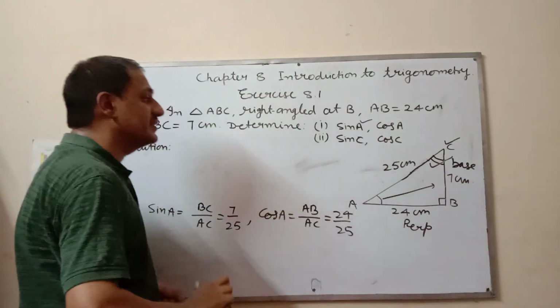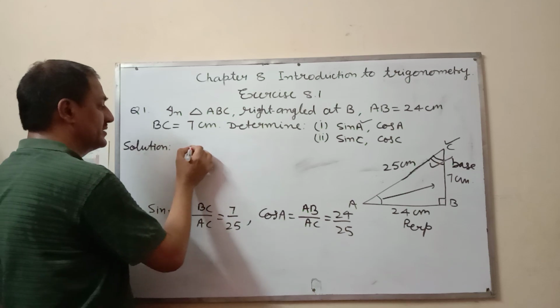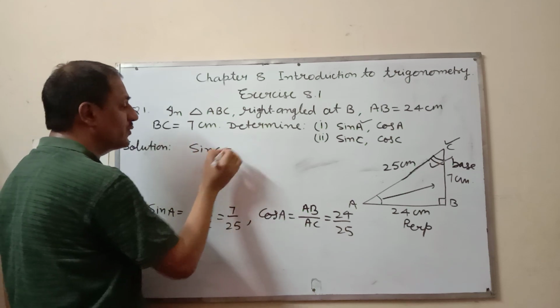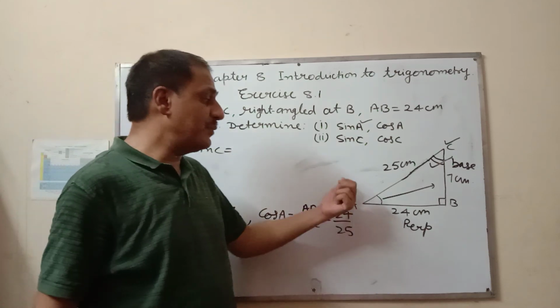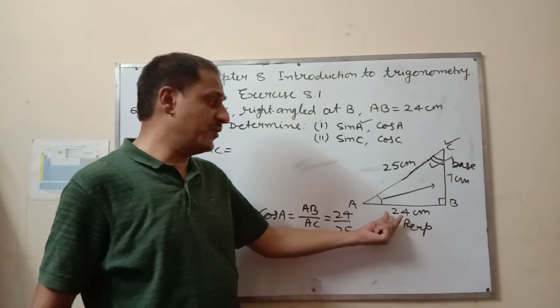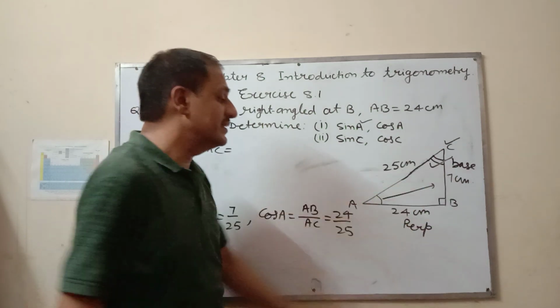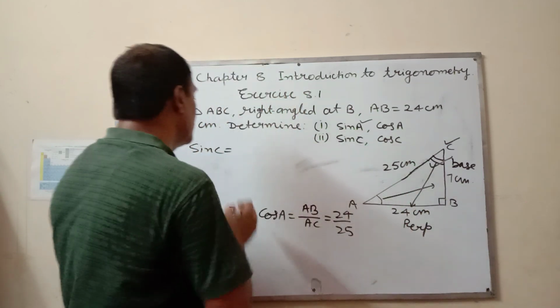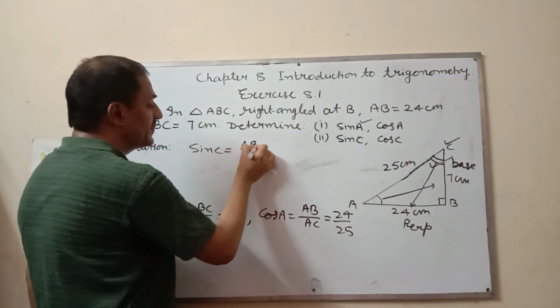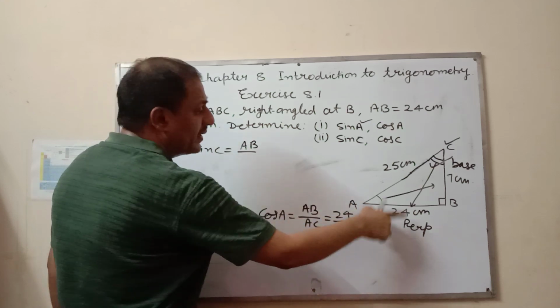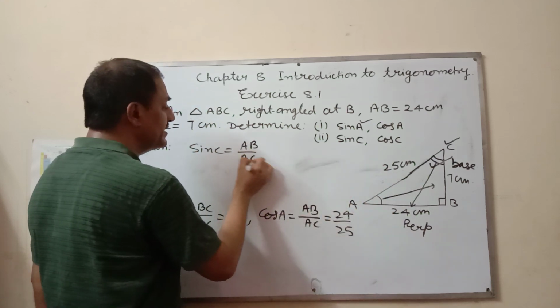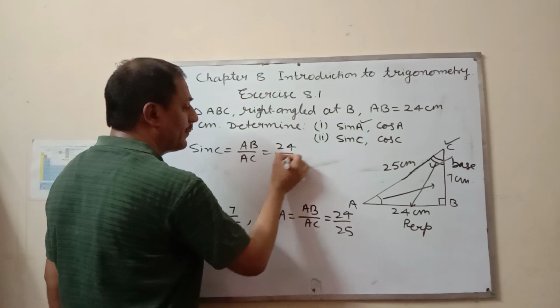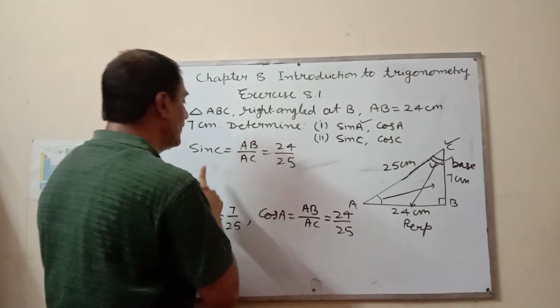Yes, we can find the value of sin C and cos C. Sin C is equal to perpendicular upon hypotenuse. Here the perpendicular is now 24. With respect to angle C, this side will become the perpendicular. Perpendicular is AB upon hypotenuse. Hypotenuse is AC. AB equal to 24 upon 25. This is the value of sin C.